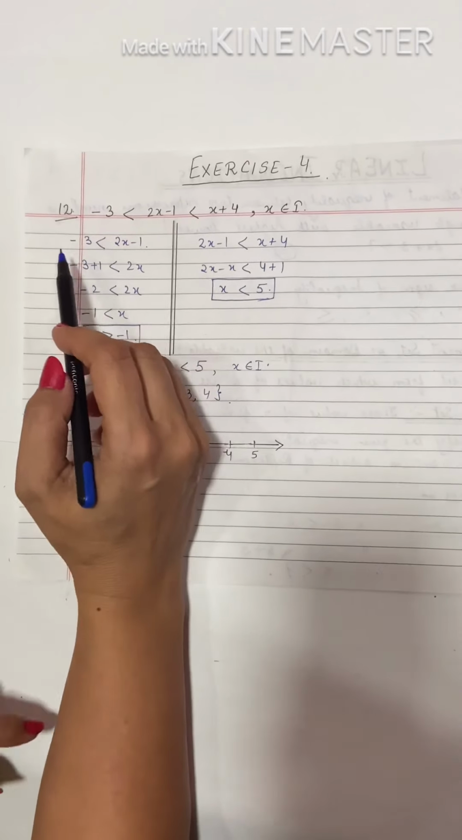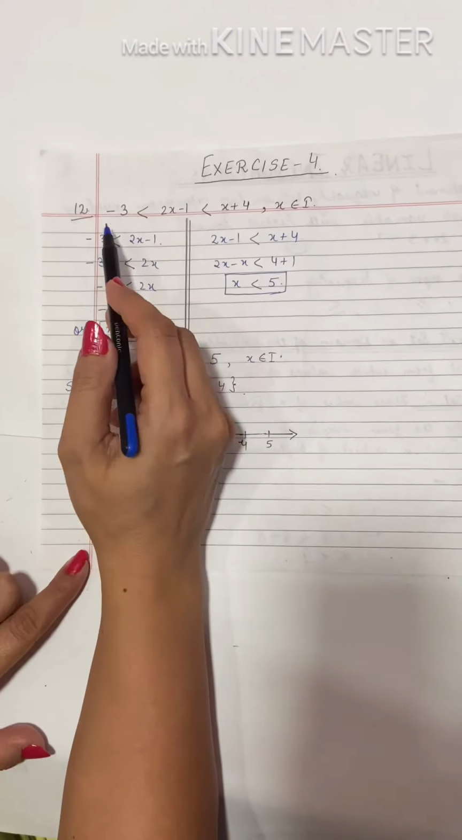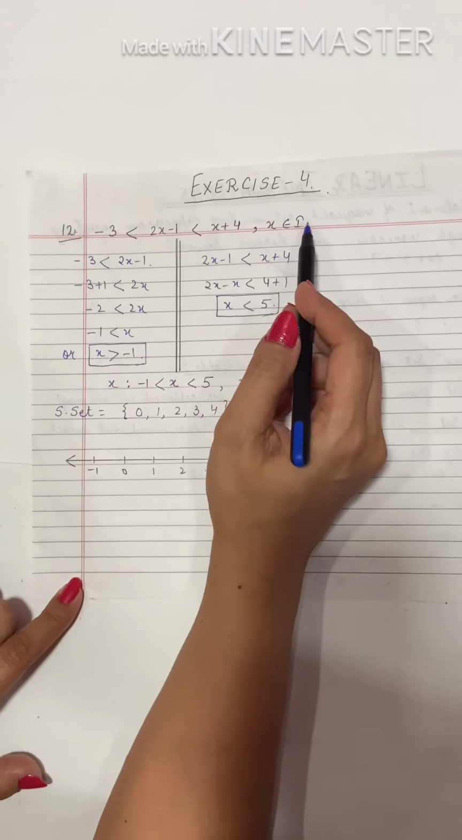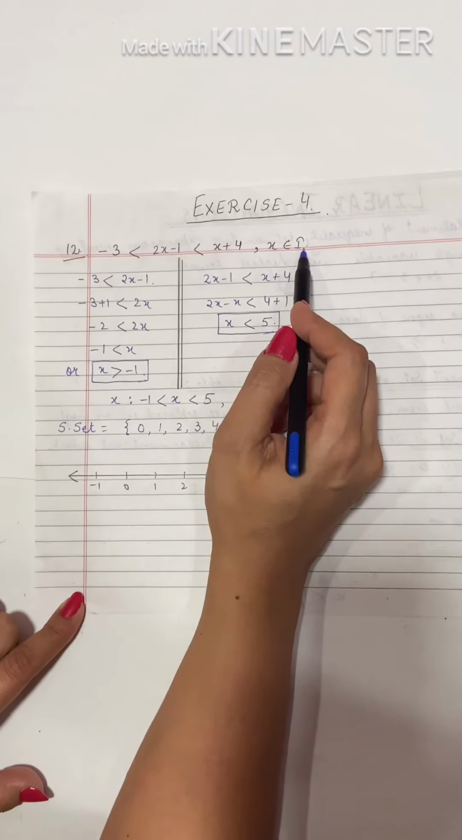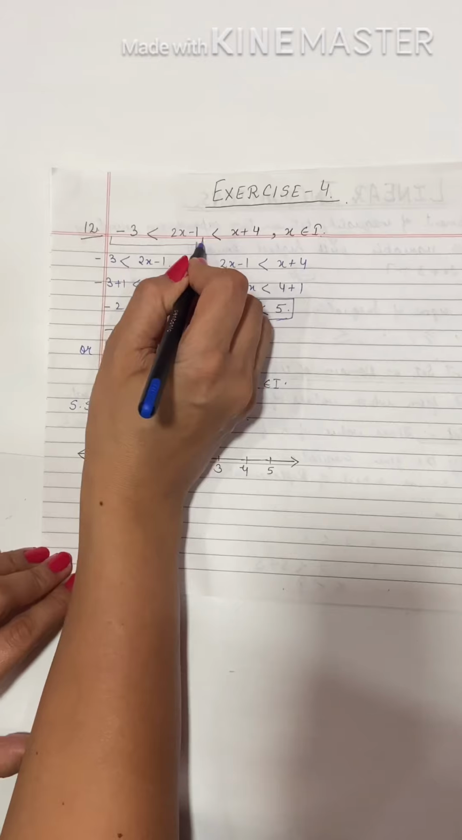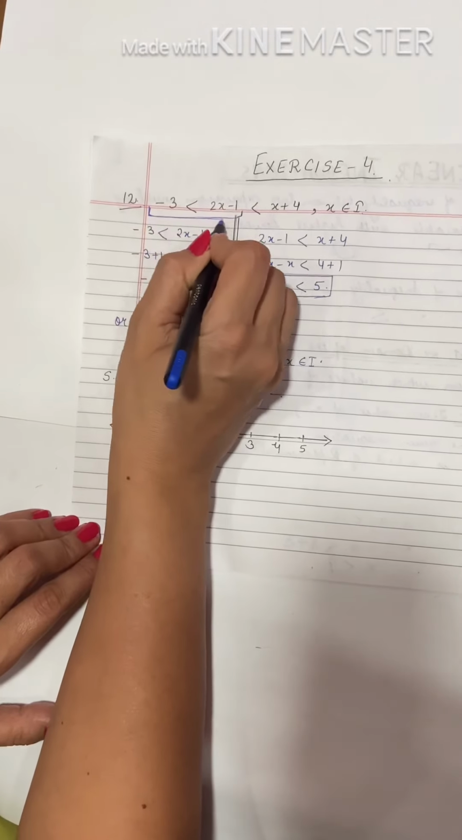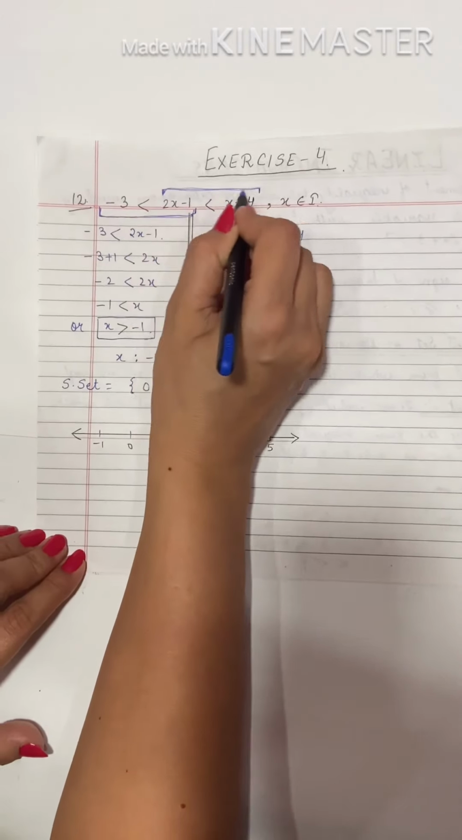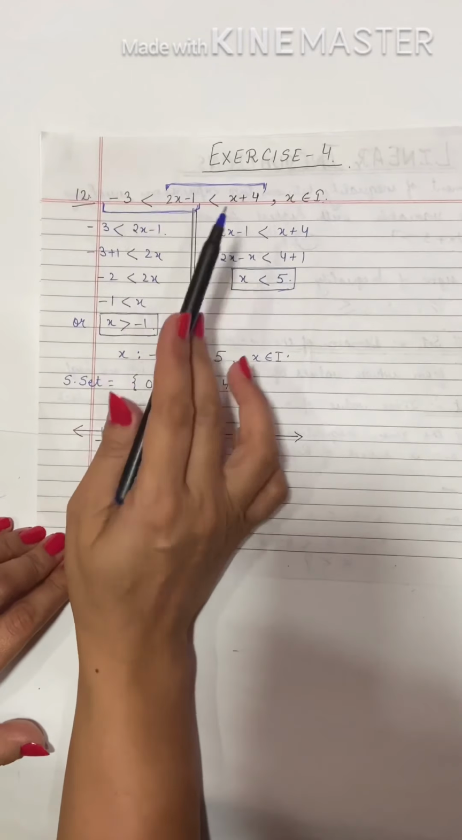I am taking question number 12 of exercise 4. Minus 3 is less than 2x minus 1 is less than x plus 4, and x belongs to integers. In this case, first we are going to take the first linear inequation, and then we are going to separate the second. In this way we will have two linear inequations in one question.